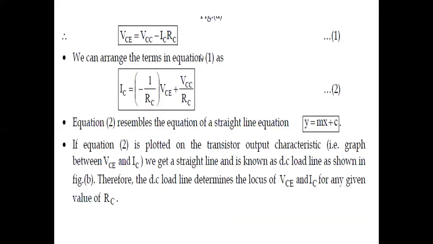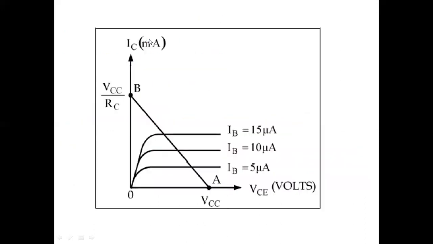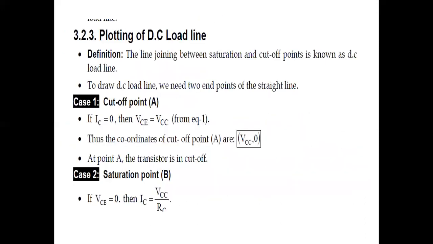This is equation 1. If IC is equal to 0, then what is VCE? VCE will be equal to VCC. Yes, we make a note of this. So thus, VCE will be equal to VCC. Thus, the coordinates of the cutoff point A are VCC, comma 0.